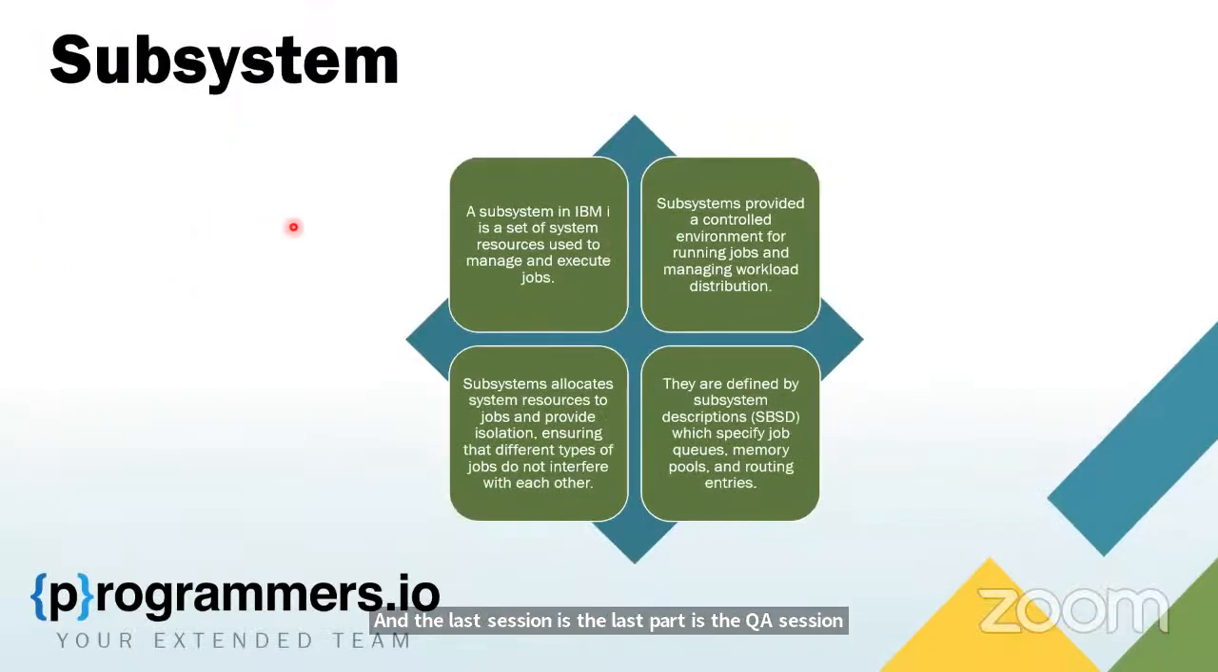So let's begin with subsystem. What is a subsystem on IBMi? A subsystem is, we can say, a pool of resources used to manage multiple jobs. It's a small environment within the OS, a mini environment, mini OS we can say. It has everything that it requires to run a job, not one job, multiple jobs. So that is basically a subsystem.